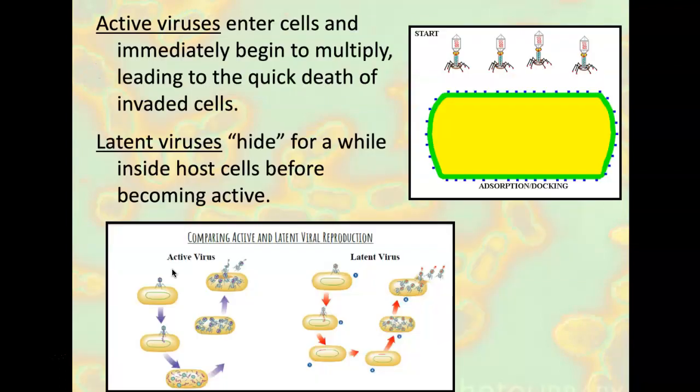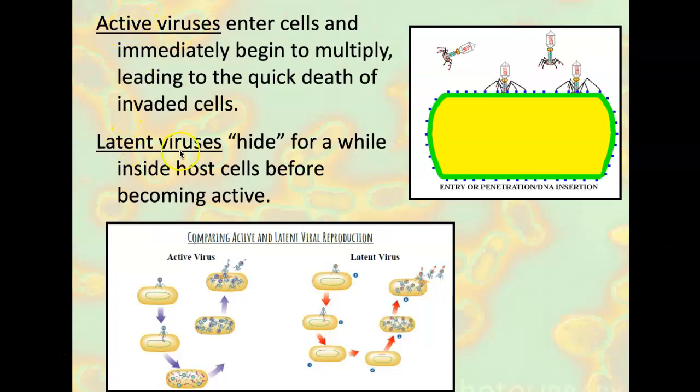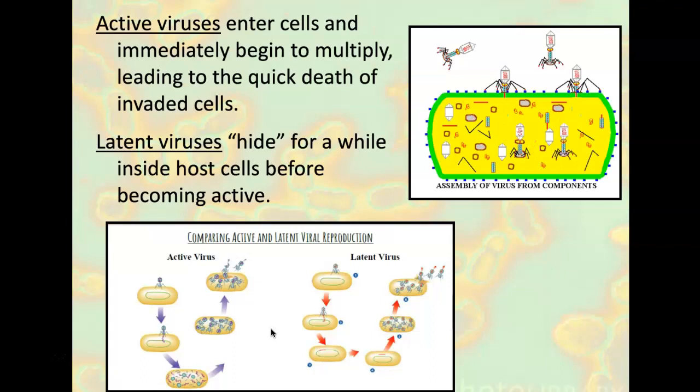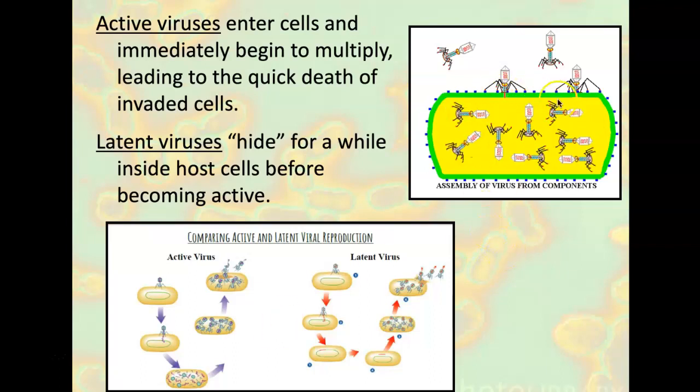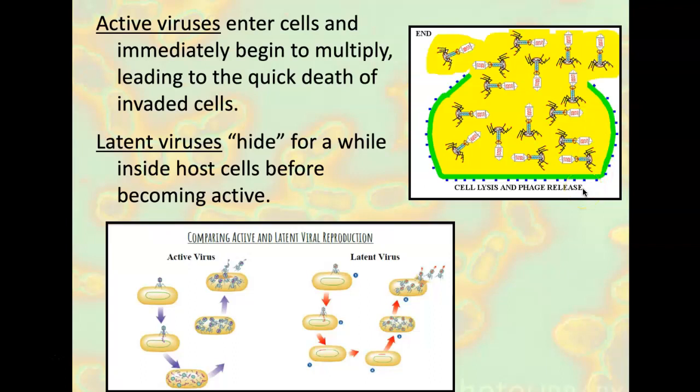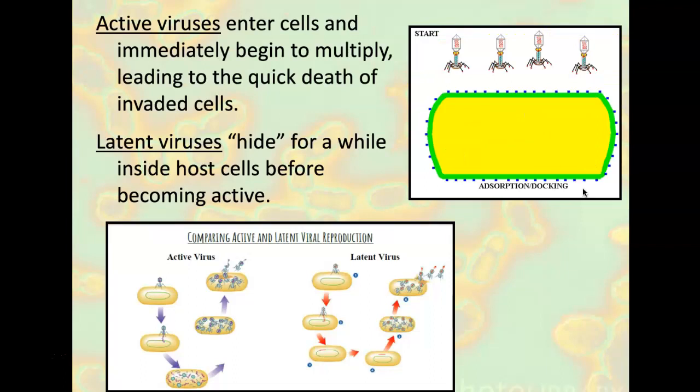How do viruses reproduce within the host cell? There's two different methods. So it's either going to be an active virus or a latent virus. And you can see that in these images here comparing that. So if it's an active virus, then it's going to attach to the host cell and it will inject its genetic material, and it immediately is going to trick the host cell into making copies of it. So that will quickly cause the host cell to be killed, a quick death of the host cell.